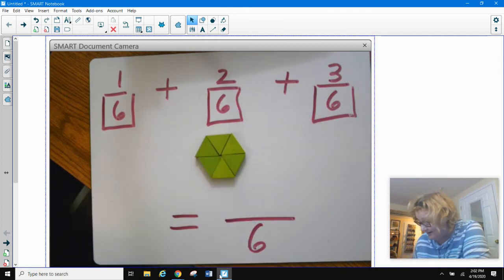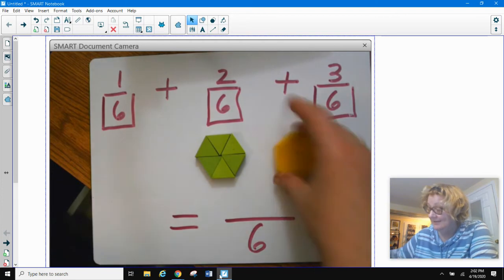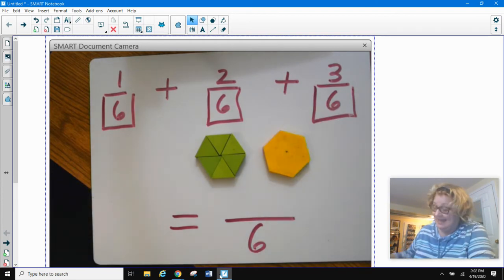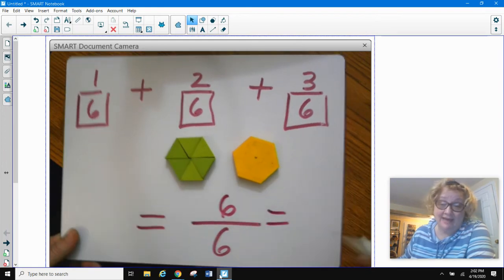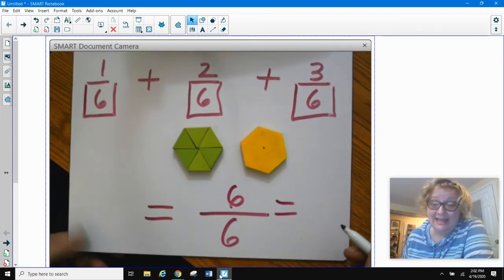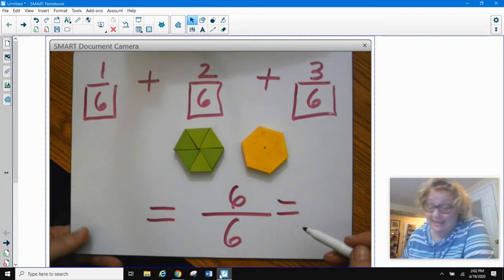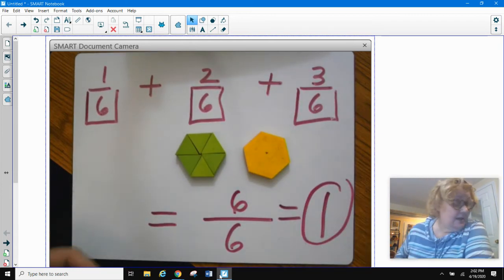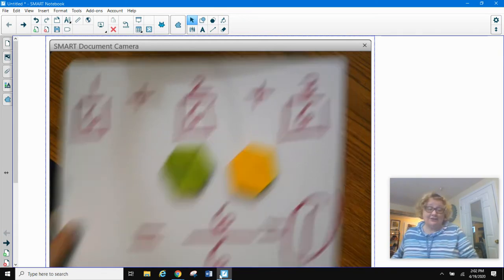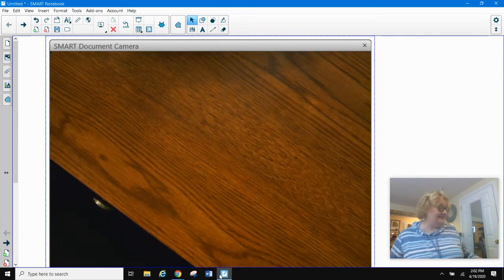What I get there, kiddos, is actually a whole. I have 6 out of 6 pieces. So we can simplify that fraction, which means we can reduce it. We can make it what we know it to be, which is 1 whole. Okay? When we're subtracting fractions with common denominators, it's the same thing.